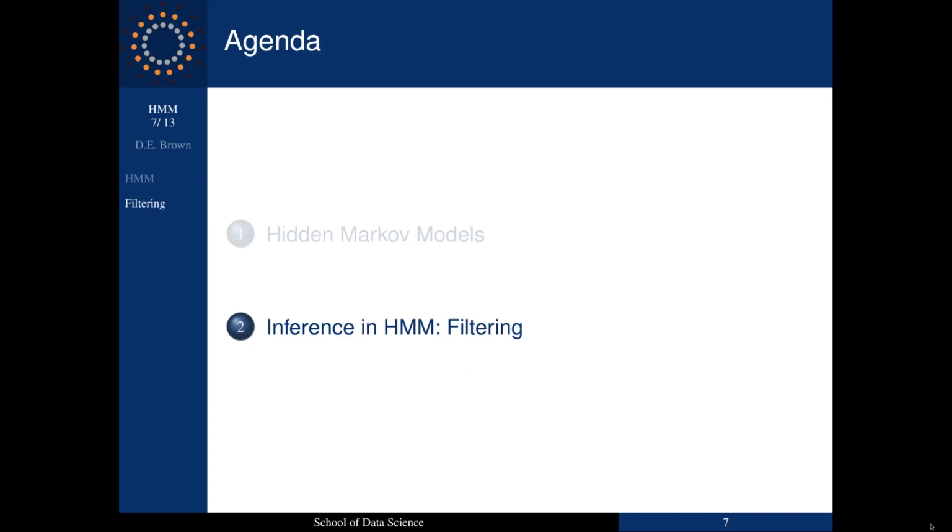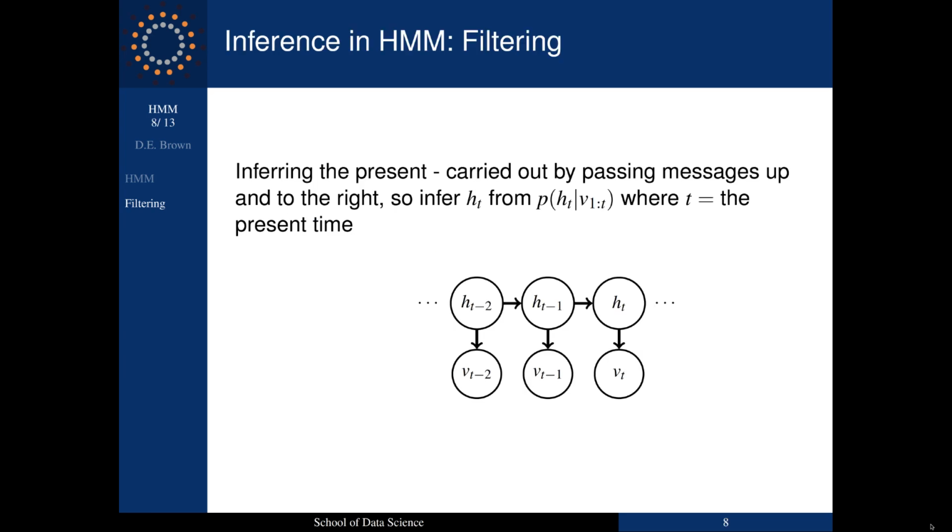All right, let's now look at a particular kind of inference in HMMs known as filtering. And in filtering, we are inferring the present. We're carrying out a sequence of what are called message passing up the chain, and the passing is actually up and to the right, as we'll see. And our goal is to infer what the current state is. So what we want to know is, where are we at time t in terms of this hidden state?